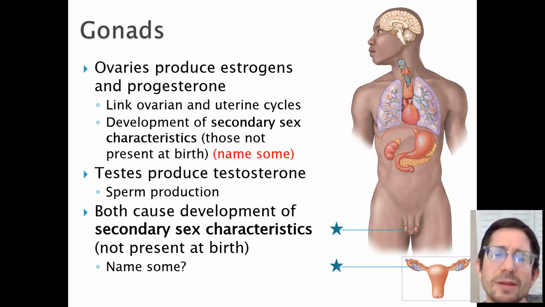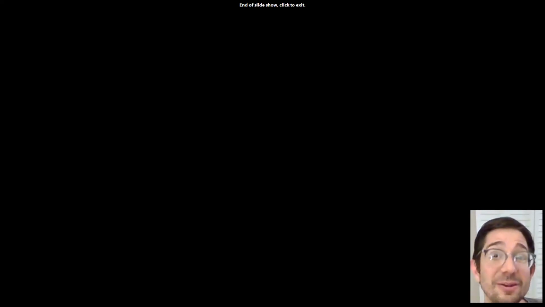But think through these. You could probably come up with a few more secondary sex characteristics. We'll revisit in reproduction, but you really want to understand those now because they are a huge part of these reproductive hormones. So that's the end of the endocrine system. Hope you enjoyed it. It's good stuff.